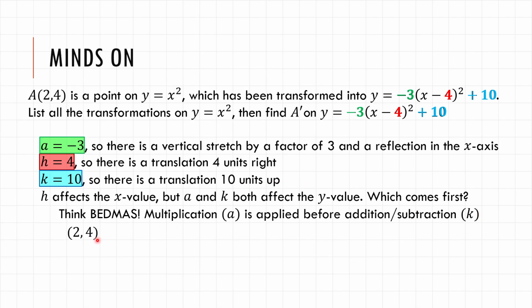So if we started with this point A, (2, 4), we know that the x values got increased by 4, because there was a translation 4 units to the right. So from 2, the x value is now 6. The other number, 4, is our y value, and that got multiplied by -3 first, and then we added 10 to it. And that gives us -2. And so these are the coordinates of A prime, which is the new location of point A on this quadratic right here.